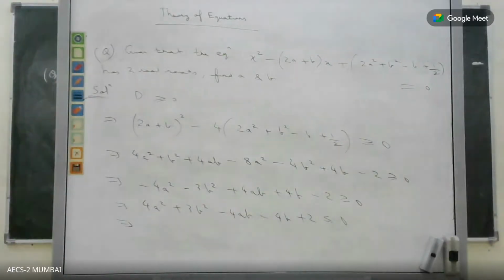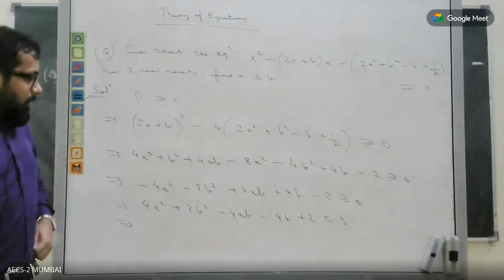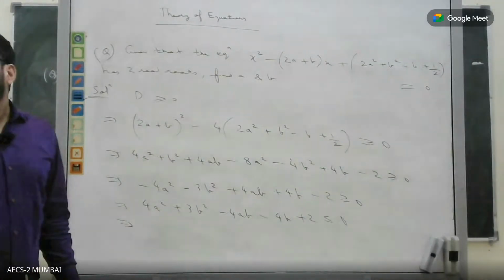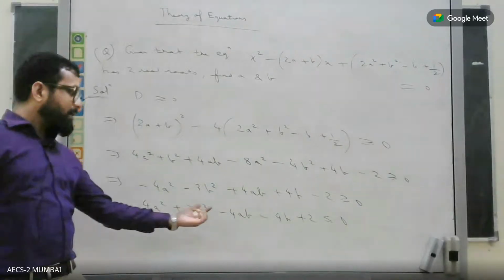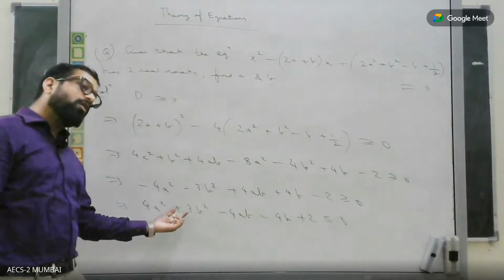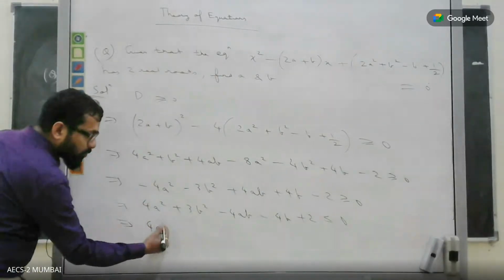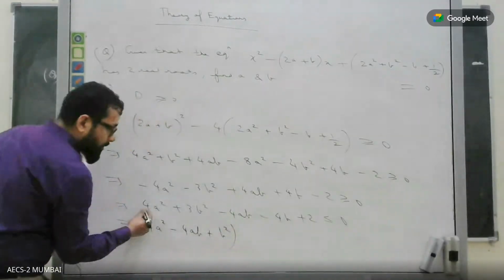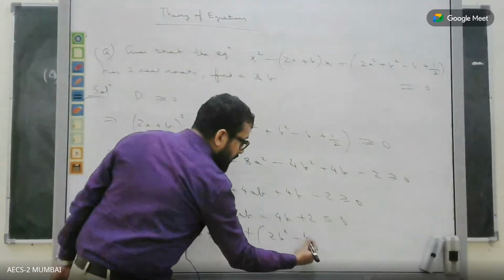Now you see, once you get here, यहाँ तक मैंने कुछ अलग नहीं किया, just found the discriminant, that's it. Now you have to make perfect squares. That's all you can do. You have to create perfect squares. How? 4a square minus 4ab plus b square will be a perfect square, right? You can write this as 4a square minus 4ab plus b square plus 2b square.